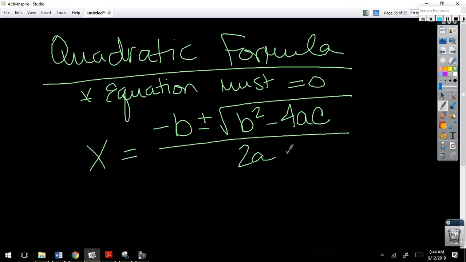This is pretty easy for students as long as you can follow order of operations to simplify. That's the hardest part about the quadratic formula because it is literally plug and chug. So let's do an example. 3x squared minus 6x equals 5. Solve using the quadratic formula.